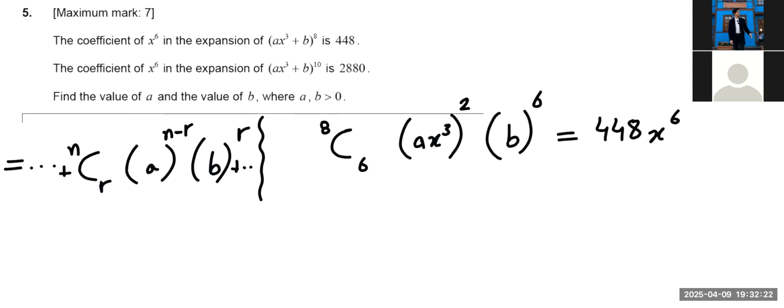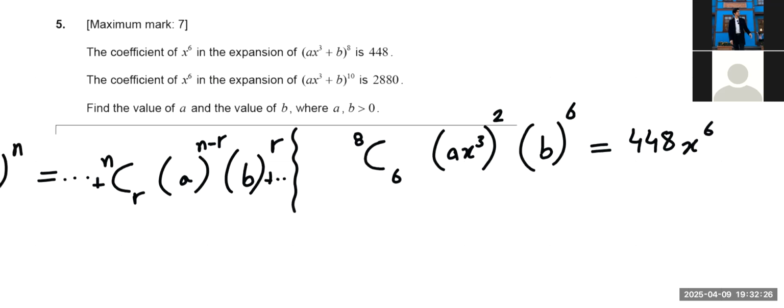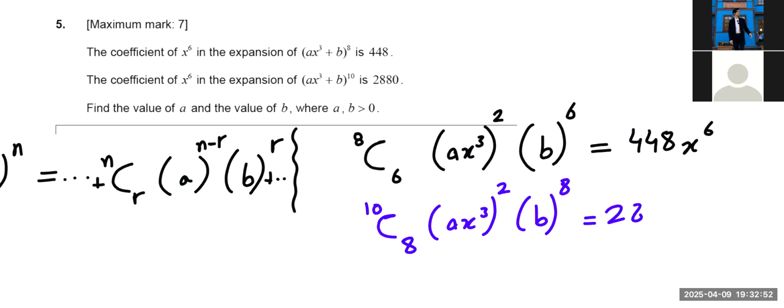Let's do a similar job for the second one. Can you try to build the second one on your own? We start with 10C, and we don't know what the bottom number is. So it's ax cubed to the power of two. Exactly. What do I need to put here now? Eight. Exactly. And what should I put here? Eight at the bottom also. Exactly. So we have 2880 x to the power of 6.